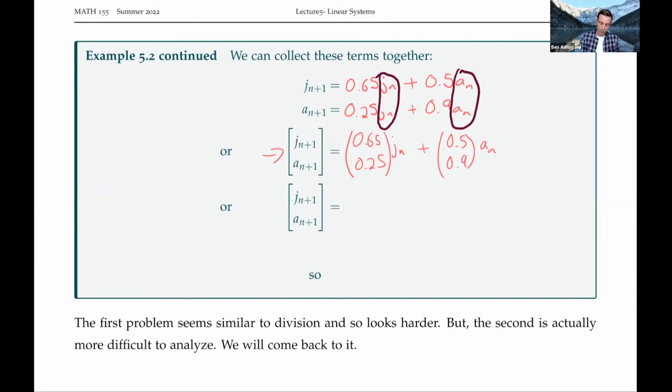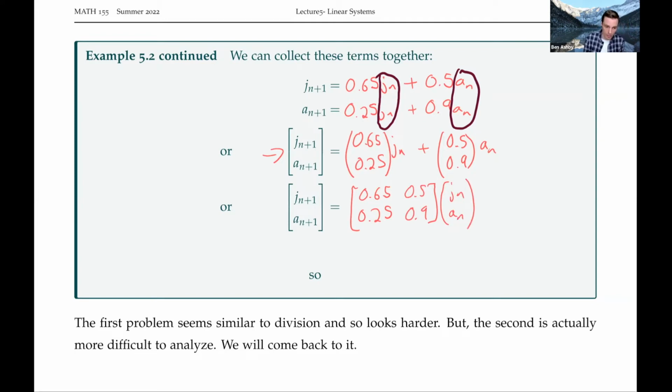And just as in that example, we can then write this as a matrix equation using what we know about the rules for matrix multiplication. The first column of this matrix is just going to be this first set of coefficients up here. So this becomes the first column of our matrix, 0.65, 0.25, and the second column is going to be this set of coefficients here, 0.5, 0.9. So that's our matrix. And then our vector on this side is just going to be JN, AN.